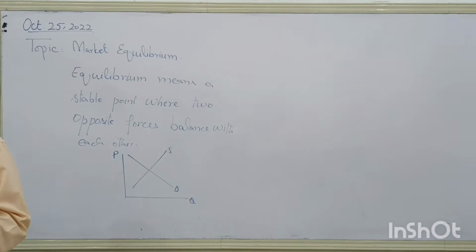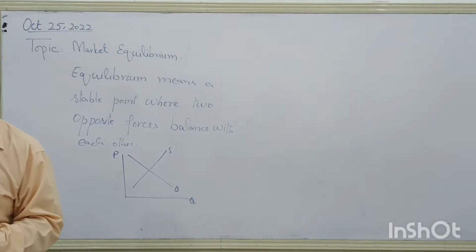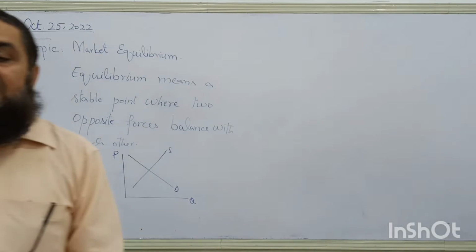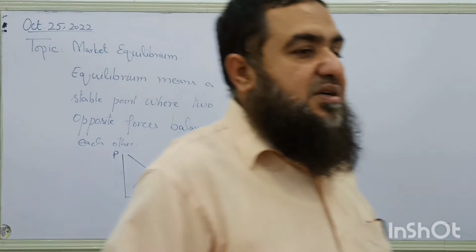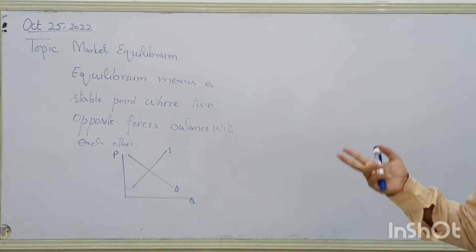So what is the market equilibrium definition? Market equilibrium is also a stable point where two market forces balance with each other, and there is no tendency to change. So market equilibrium is a stable point where the two opposite market forces of demand and supply balance with each other. That is called the market equilibrium.